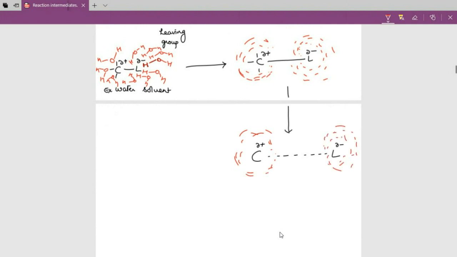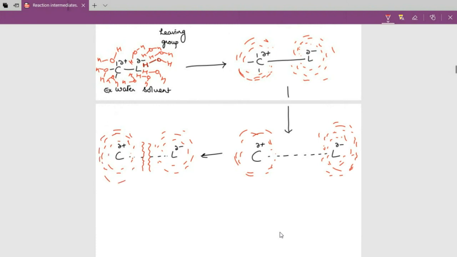The solvent is there to surround our del charges. Then a stage comes when this is much positive, this is much negative, the bond has become very poor, and the solvent has begun sweeping in between the two atoms. This is a solvent separated ion pair. What is this? Here we have got a solvent separated ion pair.